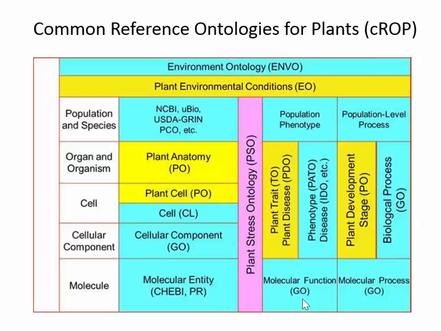We use the phenotype ontology for plant attributes, qualities. We have a plant disease ontology. We have a plant development stage ontology. We use the GO biological process ontology. So the reuse of ontologies is part of the methodology here. We have a plant anatomy ontology. We have a rather rudimentary plant cell ontology, but we can use also the cell ontology itself, which has a much richer repertoire of cell types, and so on.